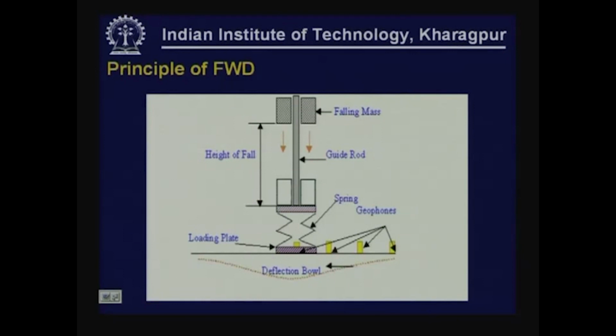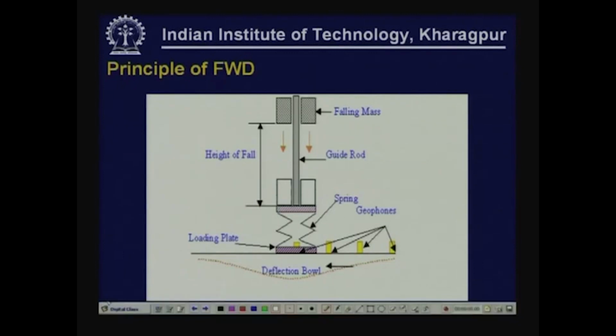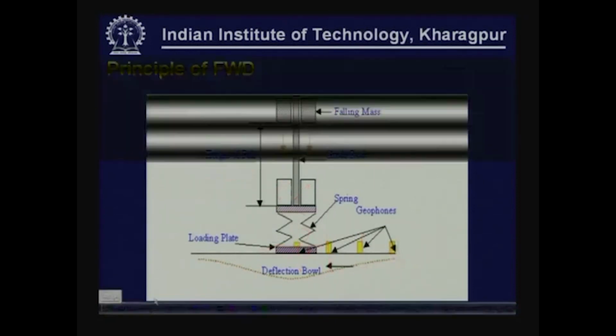This sketch here explains the principle of a falling weight deflectometer. As you can see, there is a falling mass raised to a certain height, there is a loading plate here, and there is a spring arrangement. So the mass is made to fall on the spring, which in turn transmits the load to the pavement surface. There are a number of geophones, or whatever sensor can be used to measure deflections, placed at different radial distances from the center of the wheel load. So we can measure the shape of the deflection bowl once a load is dropped.